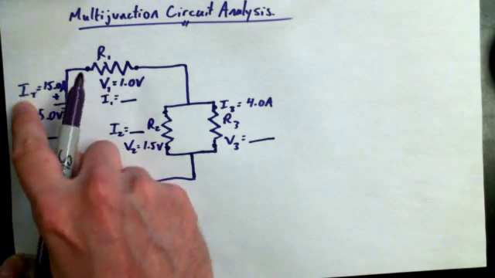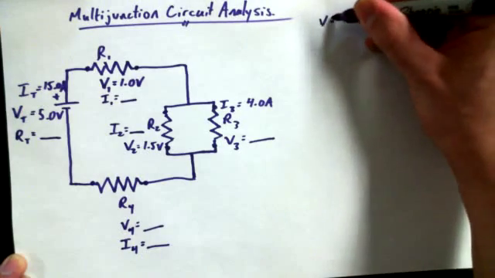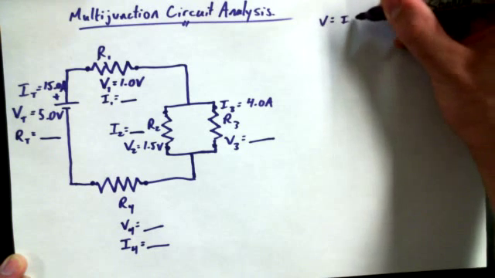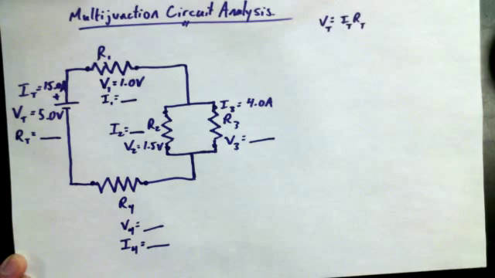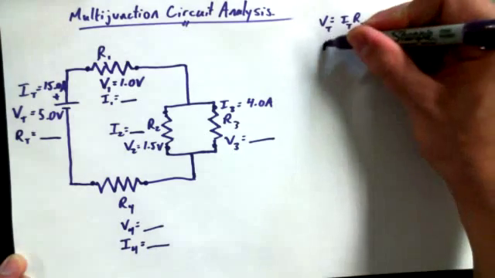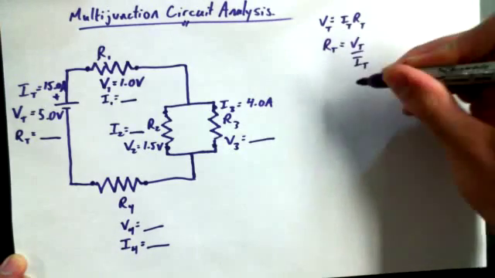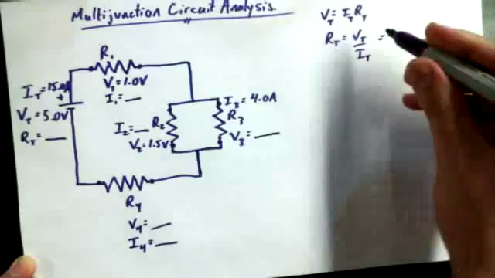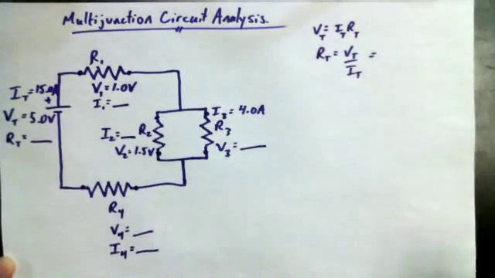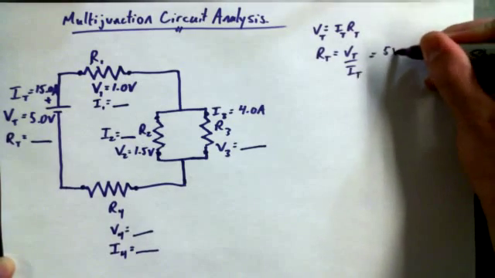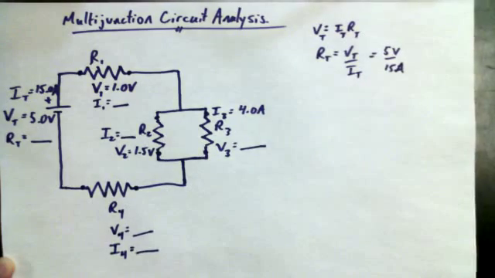So I could use Ohm's law for these values here for the whole circuit, and I could say, all right, well, Ohm's law says that V equals I times R, so it must be true for the whole circuit as well. V total equals I total times R total. So I could say that R total is equal to V total over I total. Subbing in my values, V total is 5 volts, I total is 15 amps. 5 volts, 15 amps. Units are going to work out.